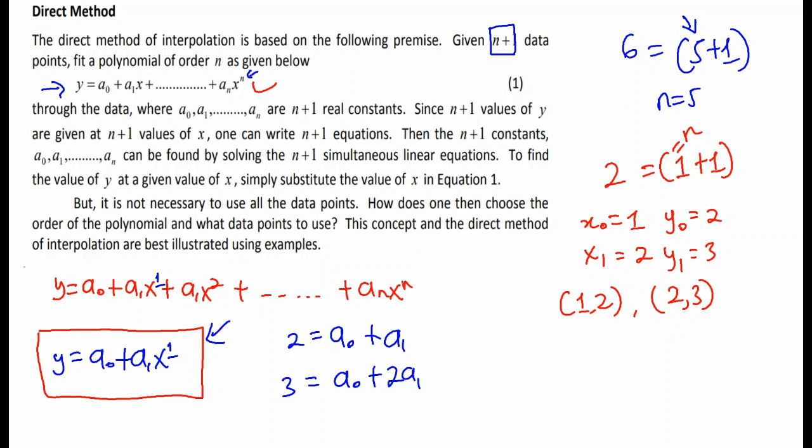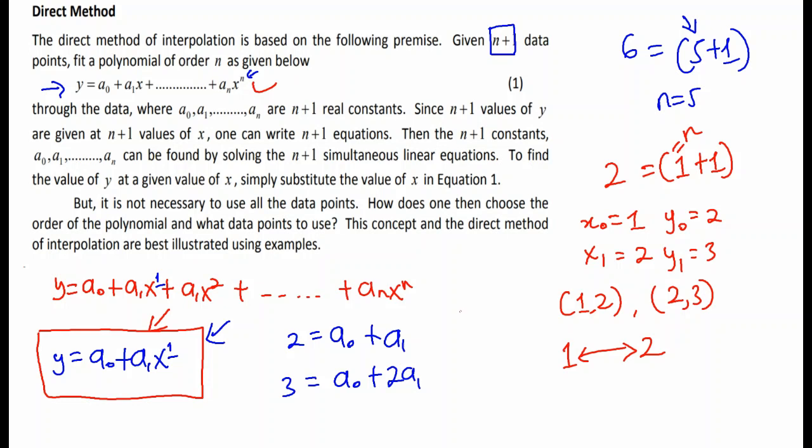When you solve for a0 and a1, we are going to get our general polynomial function. Then any x value within this range, in this case the x values are 1 and 2, can be put into the general formula to find its corresponding y value. So this is what this means.